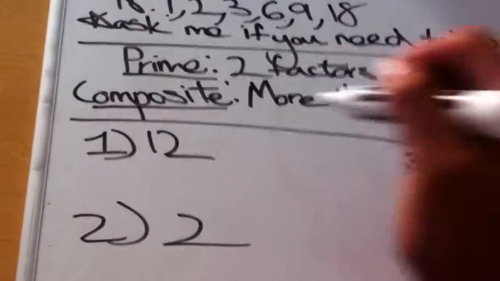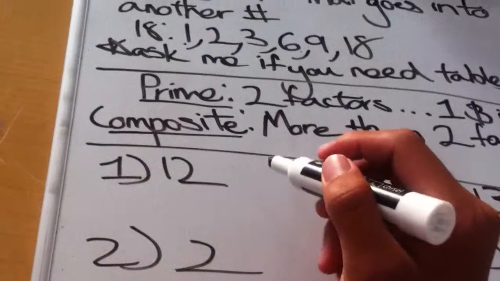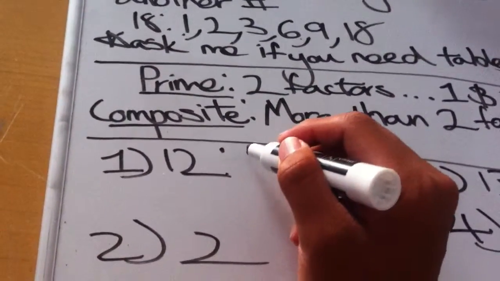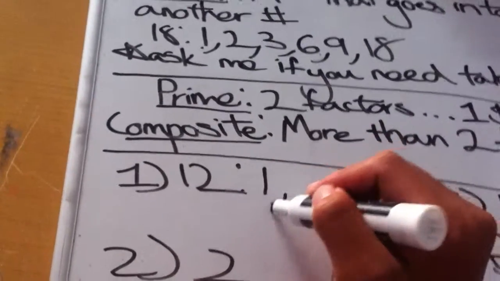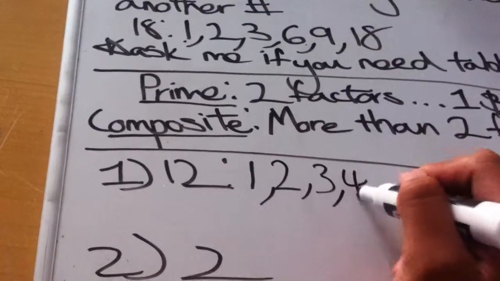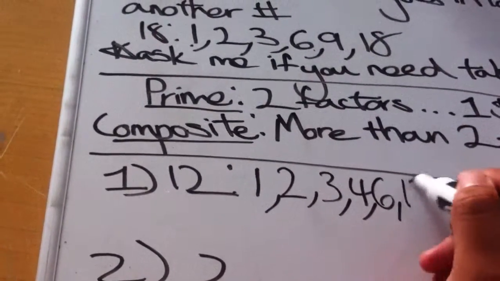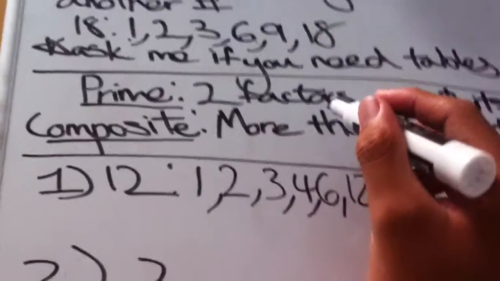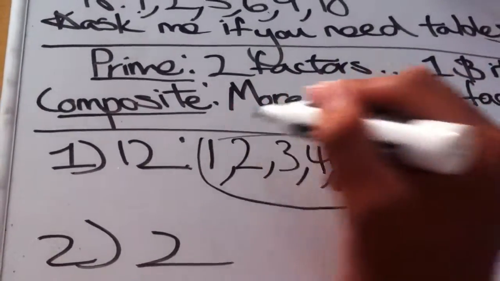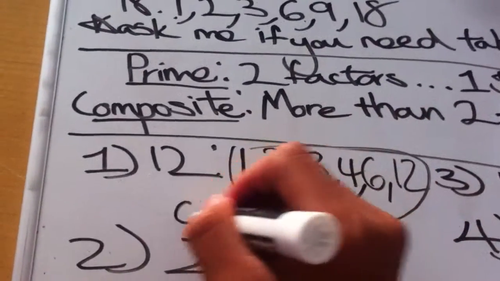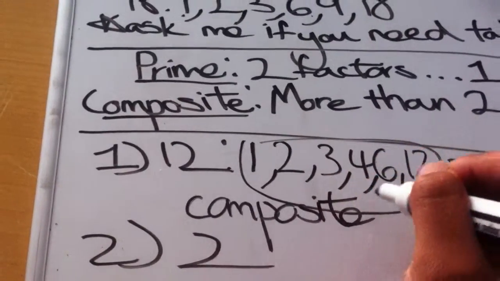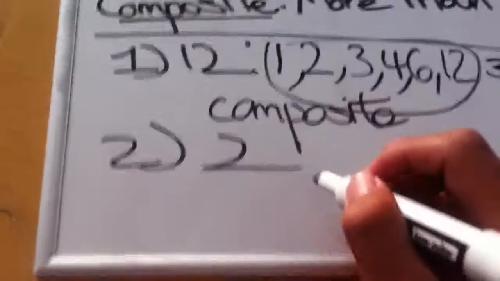So people will ask you, is 12 a prime or a composite number? Well, let's consider what numbers go into 12. Well, we have 1 goes into it 12 times. We have 2, we have 3, 4, 6, and 12. So then let's look at the definition. Is it a prime number or a composite number? Well, since all of these numbers go into 12, it is a composite number because it has more than two factors.